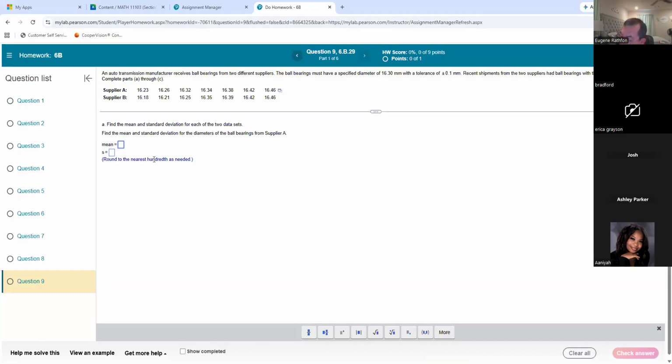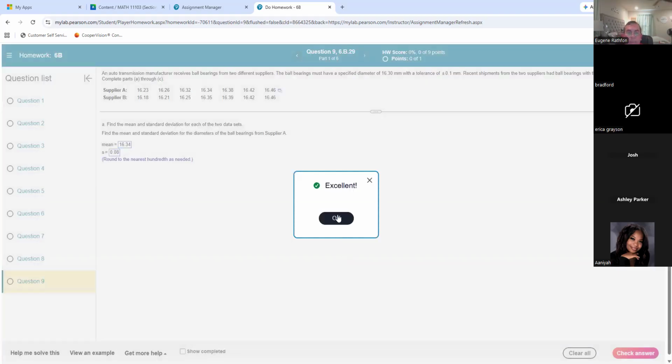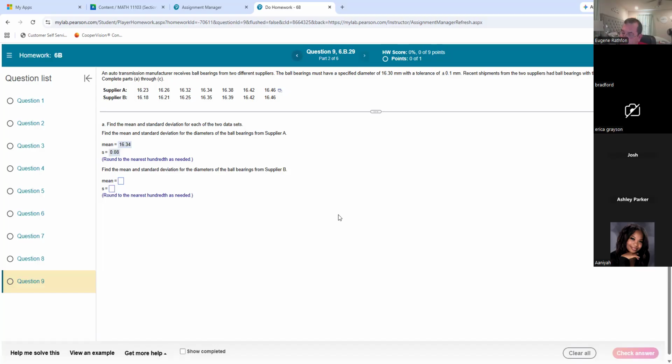All right, y'all, here's our mean, 16.34. And then standard deviation was 0.08. So that's on average how much the ball bearings were from our median in the center, okay? All right, so we check that. And y'all look at this. Now we get to do all of that for supplier B. So we need to come in on B. So let me go back to the pad.